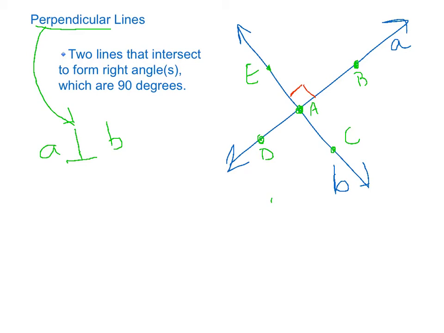You can also label lines by their points. Points are capital letters. Lines are named after lowercase letters. So you might also see line DB is perpendicular to line EC.